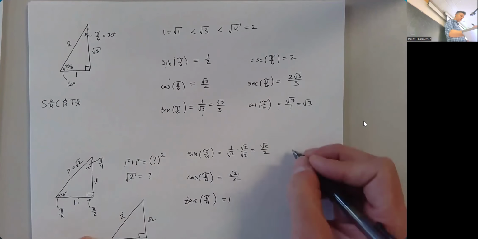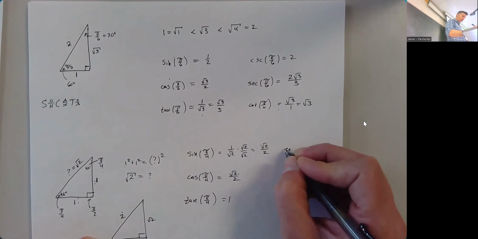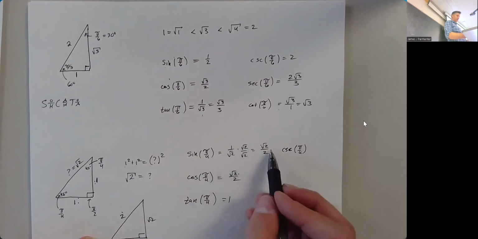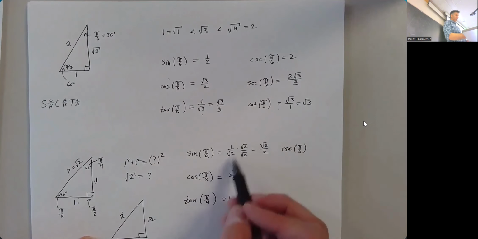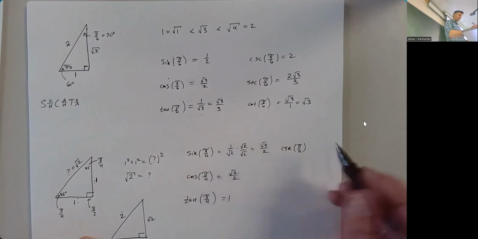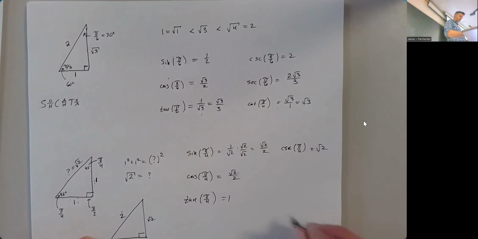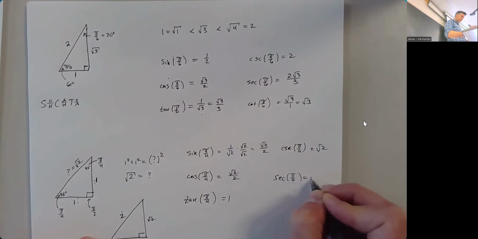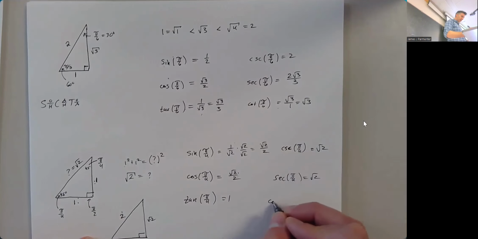And now the reciprocals. Cosecant of pi over 4 is the reciprocal of this. The reciprocal of 1 over root 2 is root 2 over 1. Same deal for secant. Secant of pi over 4 is also root 2 over 1. And cotangent of pi over 4 is also 1. So those are trig function values that I think you're probably expected to reasonably know.